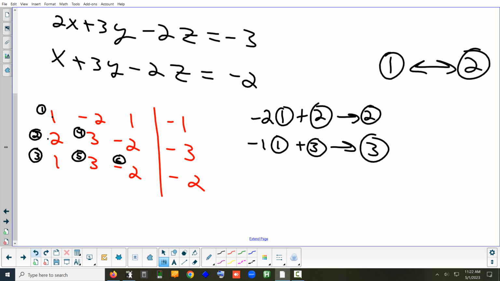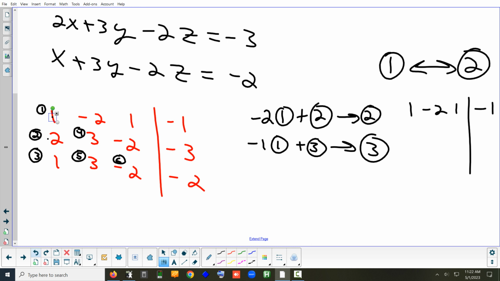Okay, so -2 times the first row. You've got to do it 4 times. We've got to do each element. So row 1 isn't changing at all. Let's copy that down. In fact, row 1 is not changing this entire problem. Row 1 is done.